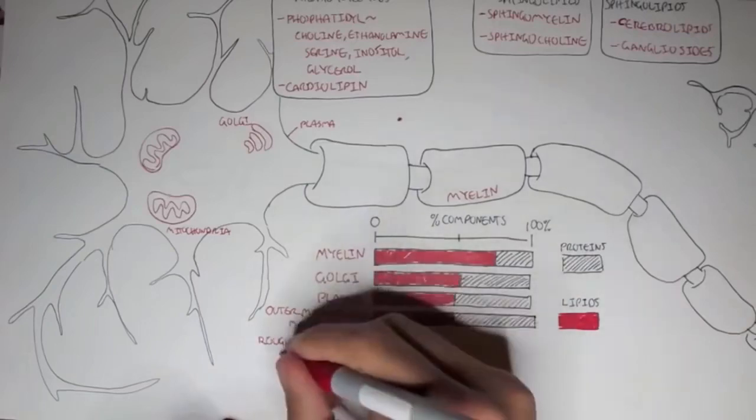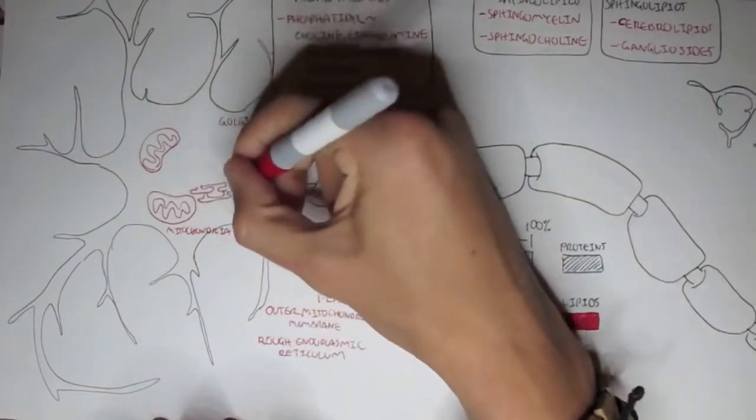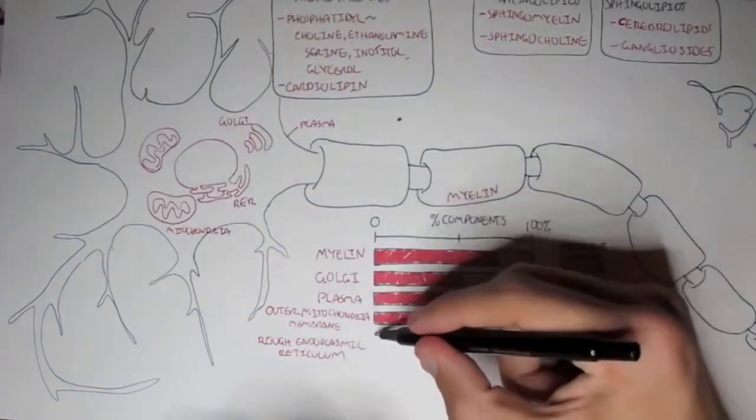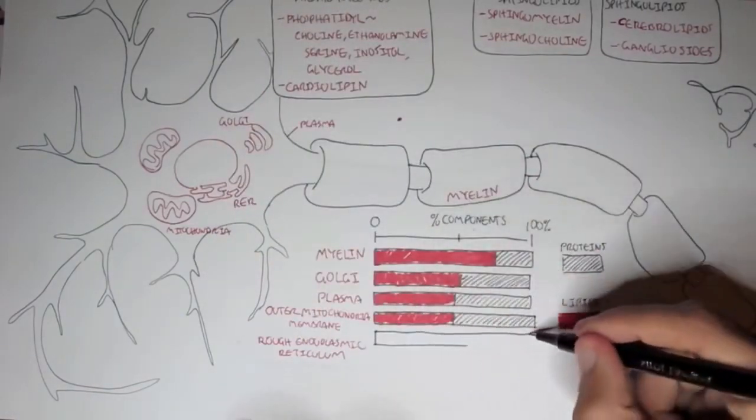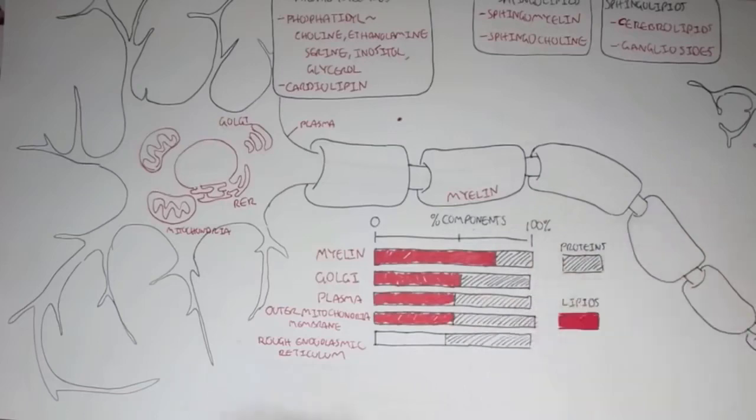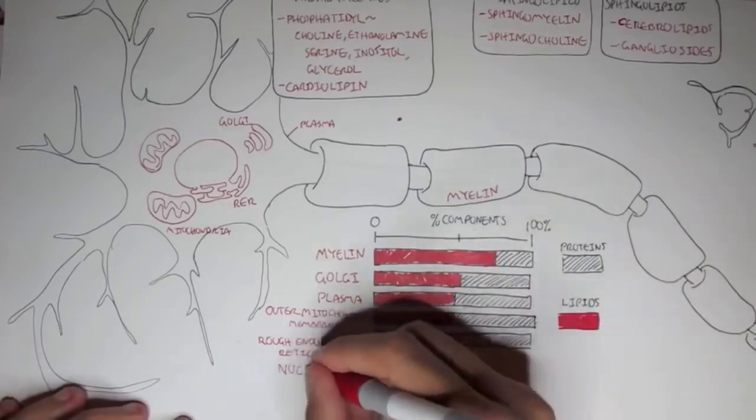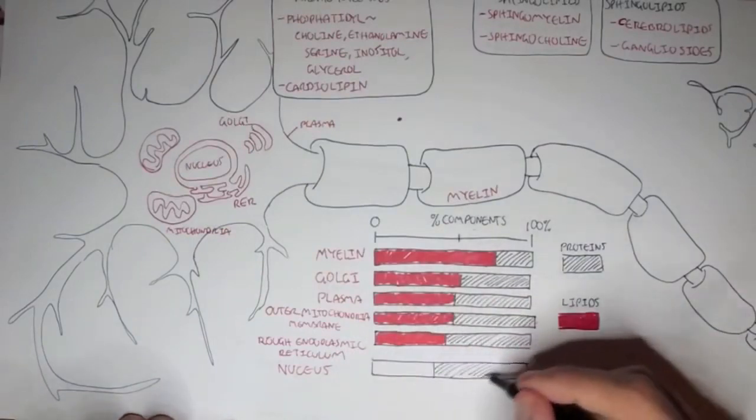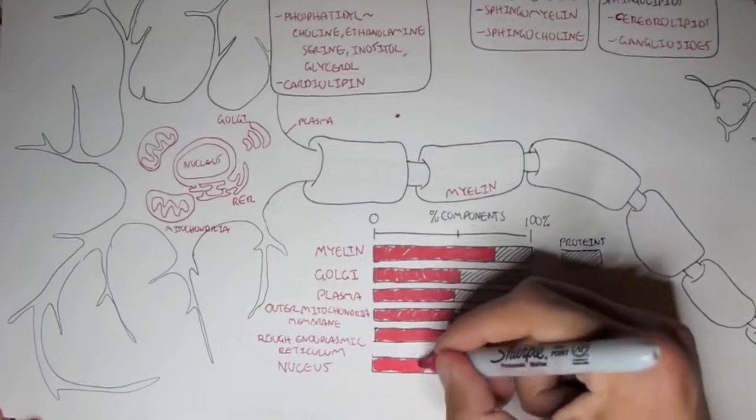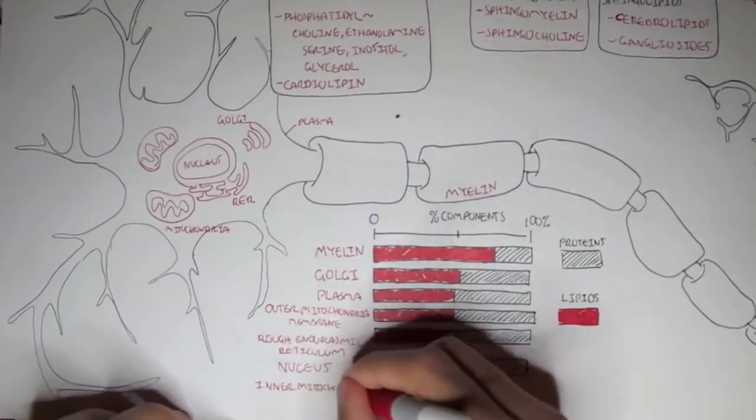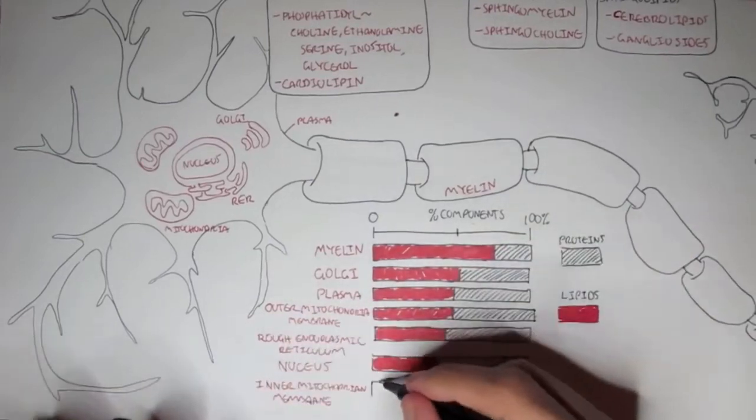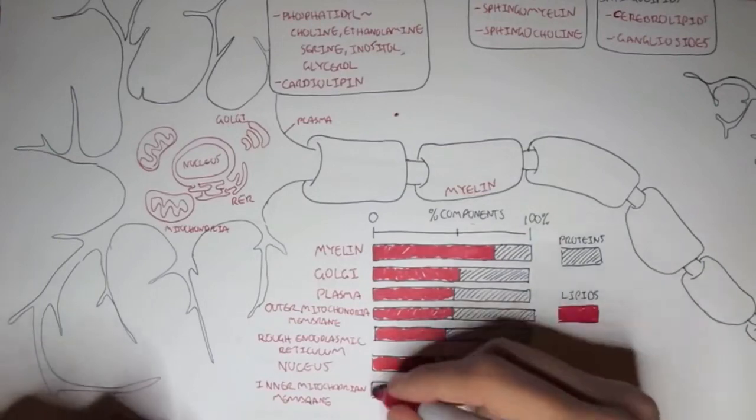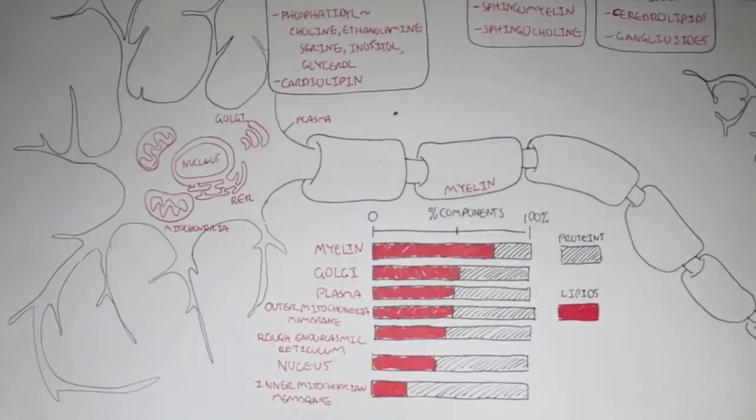And then we have the rough endoplasmic reticulum membrane, which is a bit less, maybe about 45% lipids and about 55% proteins. And then we have the nucleus, which is predominantly proteins, about 60 to 65%, and the rest lipids. And the inner mitochondrial membrane especially is composed predominantly of proteins, about 80% proteins and about 20% lipids. So it's very different to the myelin.